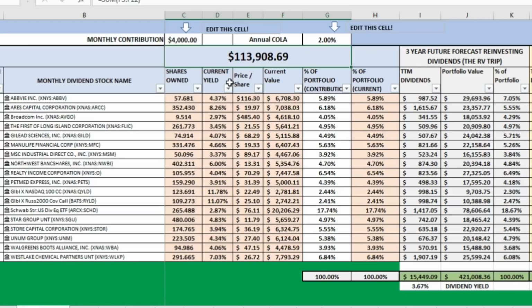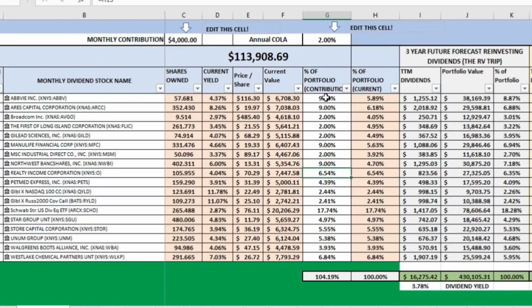Let's say here we've got AbbVie. Let's go ahead and contribute, we'll say 9% to the portfolio. For Ares Capital, we'll also do 9% there. For Broadcom, we'll drop that down to 2. For First of Long Island, we'll drop that down to 2 as well. For Gilead, we'll drop that down to 2. Then for MFC, we'll go ahead and pop that up to 9 as well. MSC is at 3.37% dividend yield. We'll drop that down to 2%. Then we've got Northwest, we'll pop that up to 9.